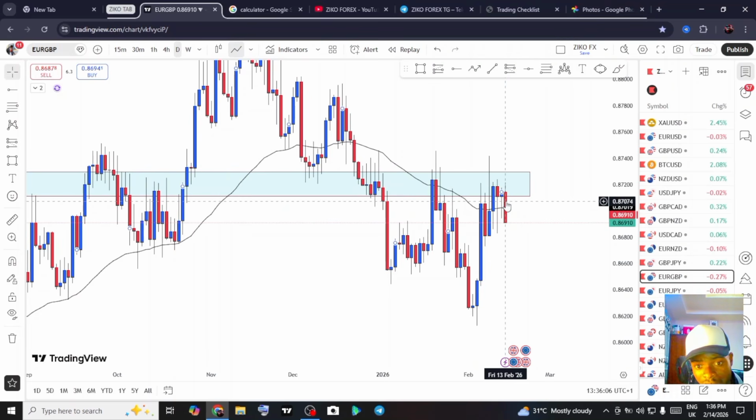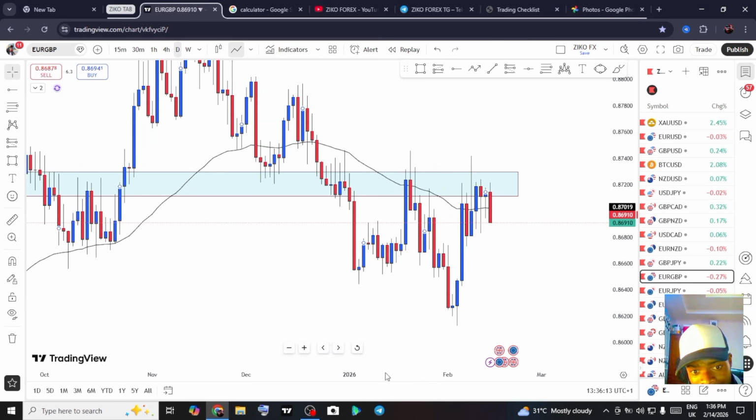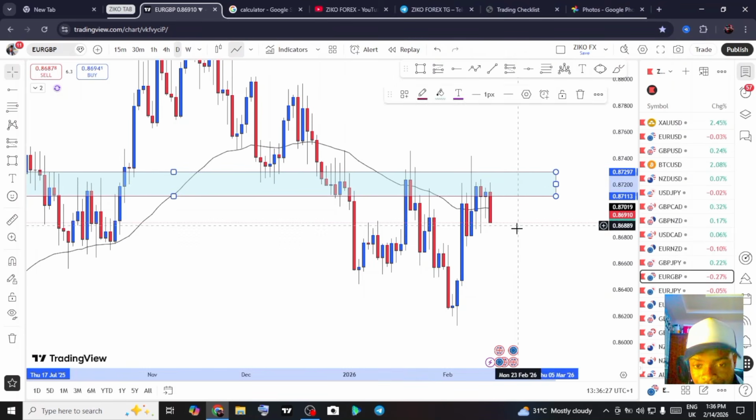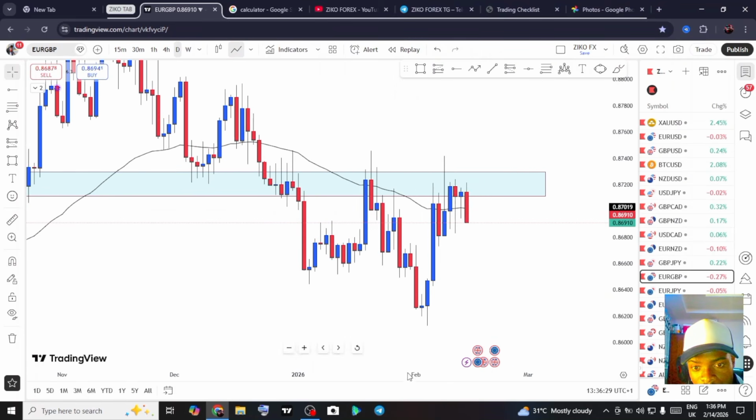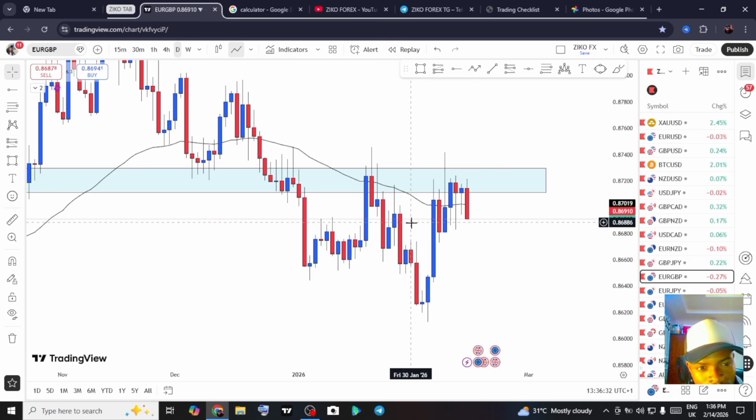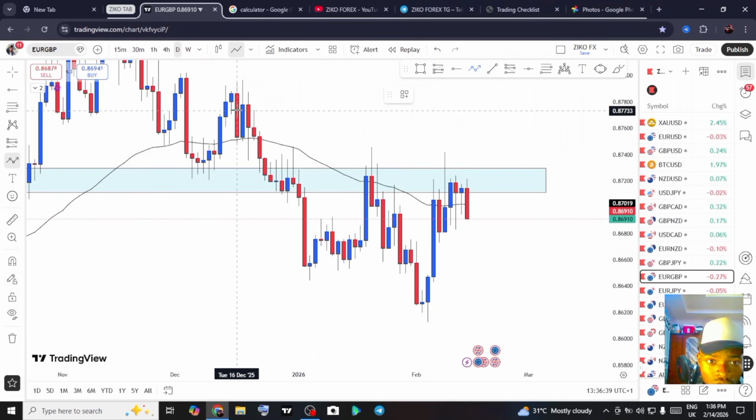So this market structure is genuinely bullish right now, but it has more reasons to be selling. This week, this particular week is even stressful, right? You know what, let us actually draw this market structure from here.